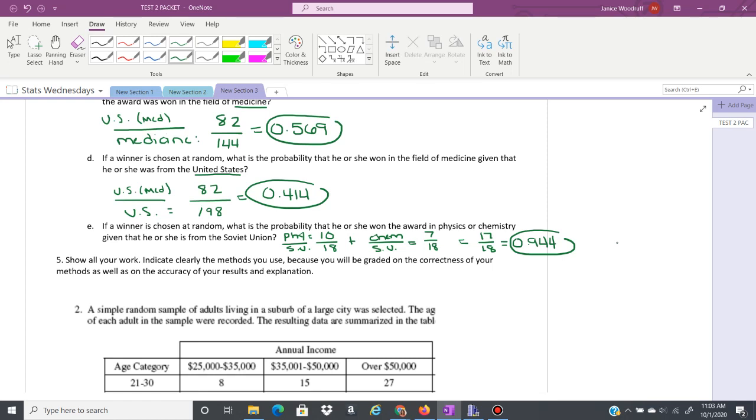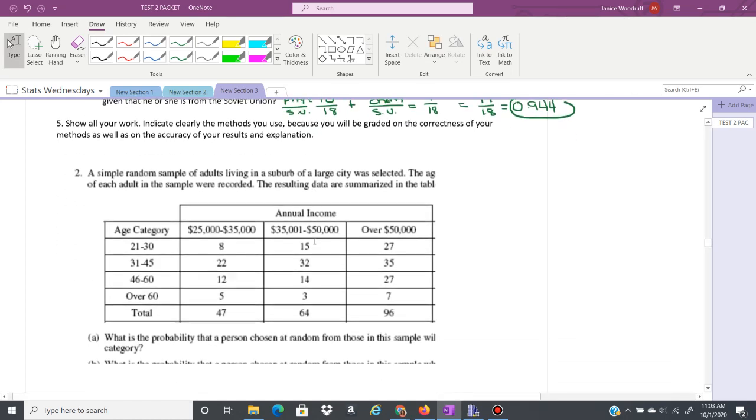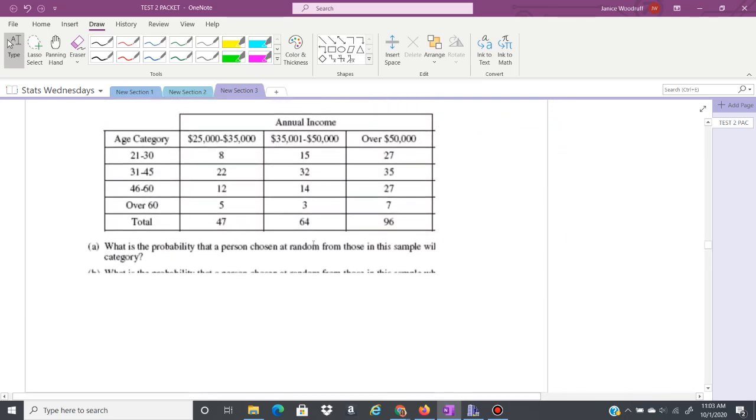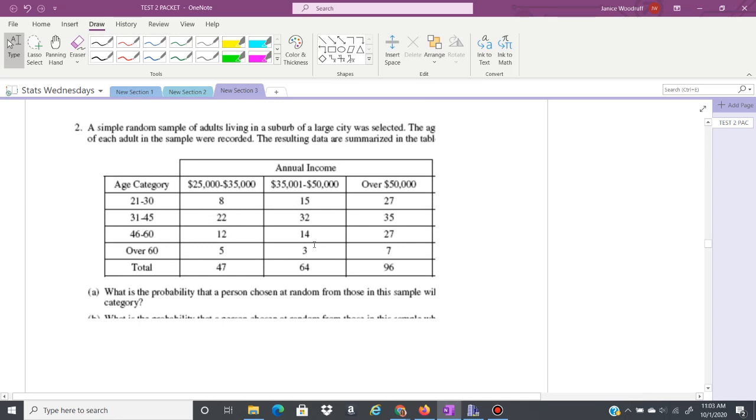All right, and then next question, let's see what we have here. A simple random sample, oh, this cut off. Did it cut off on your handout? No? Okay, good. So you can see the questions. All right, so a simple random sample of adults living in a suburb of a large city was selected. The age and annual income of each adult in the sample were recorded. Resulting data are summarized in the table below. So, we got to fix this a little bit, at least at the edge here. So you got your totals.